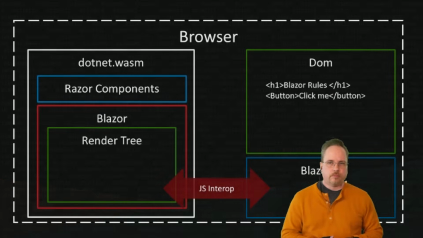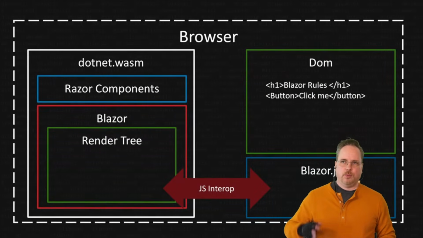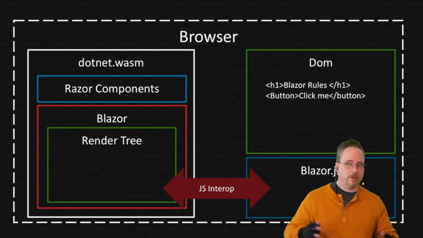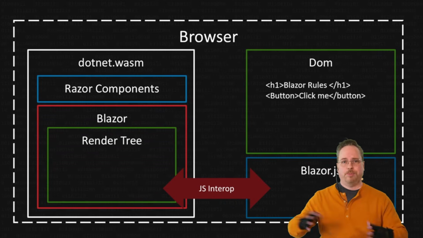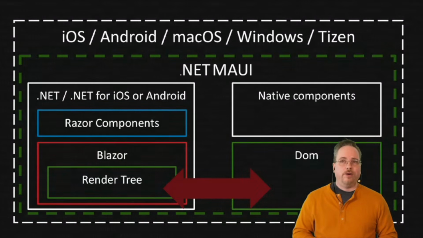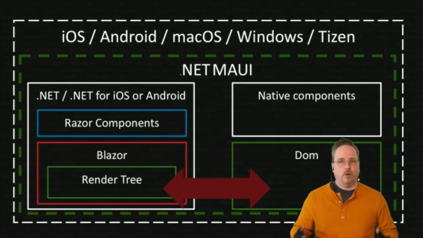So what about Blazor Hybrid? Well, let's go back to the WebAssembly slide here. So we got the browser. We're running inside of .NET WASM, Razor component, Blazor, render tree, DOM, all of that goodness. With Blazor Hybrid, we're now running on a device, on our iPhone, Android, macOS, Windows, Tizen.